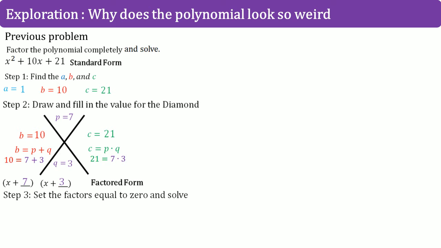Step 3 is to set the factors equal to 0 and solve. X plus 7 equals 0. We subtract 7 from both sides. You get x equals negative 7. Then you have x plus 3 equals 0. You subtract 3 from both sides. You get x equals negative 3.